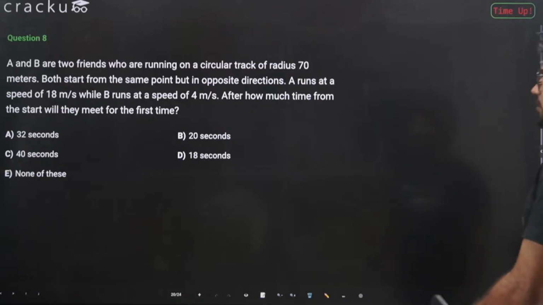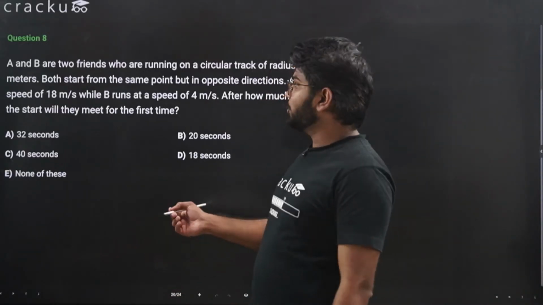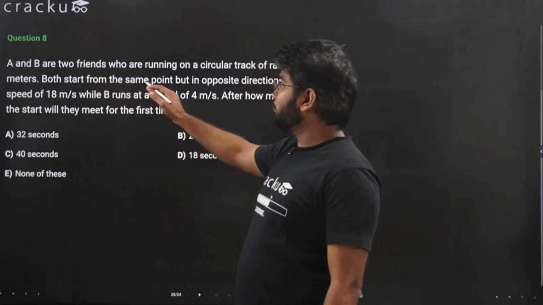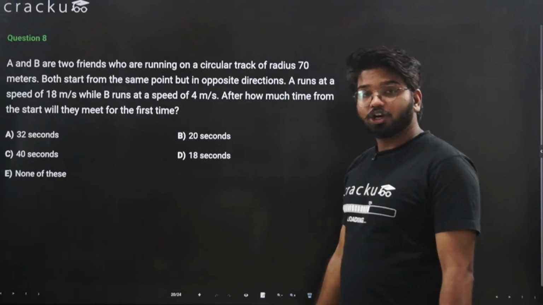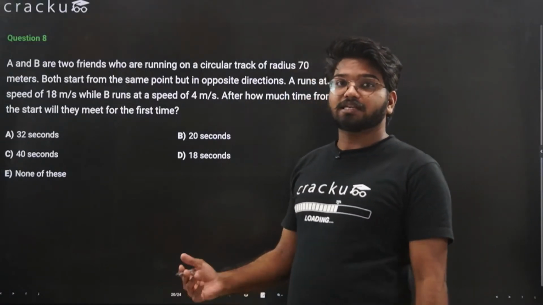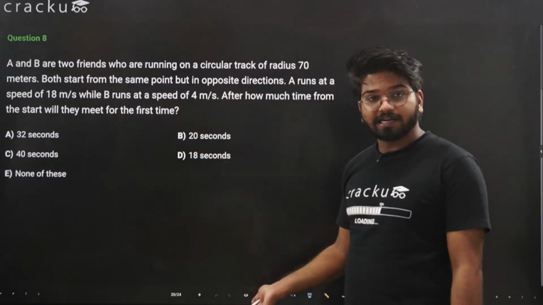I hope that you were able to do this. It's one of the concepts that we studied today only. It says that A and B are two friends who are running on a circular track of radius 70 meters. We are not given the length of the track. We are given just the radius. Both start from the same point but run in opposite directions.